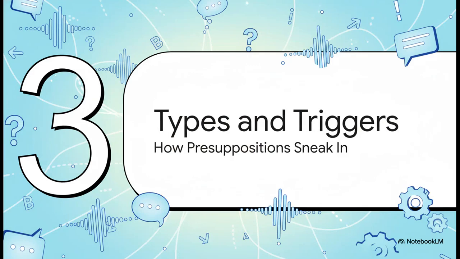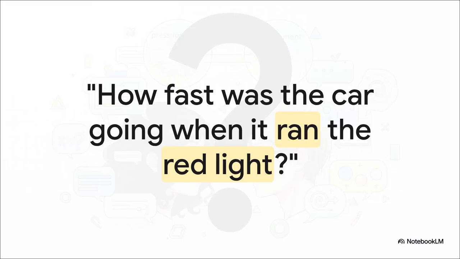So where do these things even come from? Presuppositions don't just pop up randomly. They're often triggered by specific words and even the way a sentence is structured. These little linguistic flags tell us that a speaker might be making an assumption. This is a fantastic example of a structural trigger. We sometimes call this a loaded question. "How fast was the car going when it ran the red light?" The very way this question is built presupposes that the car did in fact run the red light. If you answer the question with a speed of 50 miles an hour, you've just accepted the hidden assumption as true without even realizing it.